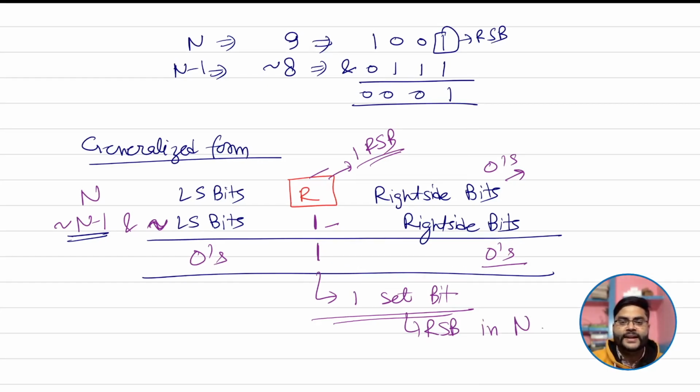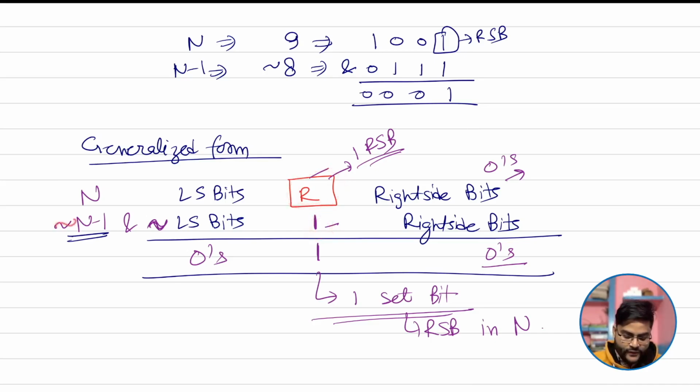Okay, let me explain it again. See, this is my n, and r is my rightmost set bit. So all the bits on the right side will be zeros. That's why it is the rightmost set bit. Okay, and all the left bits will be some values. And if I take n minus 1, in n minus 1, right side bits will be in inverted order, and left side bits will be in the same order as n, and this bit will be 0. Okay, this bit will be 0.